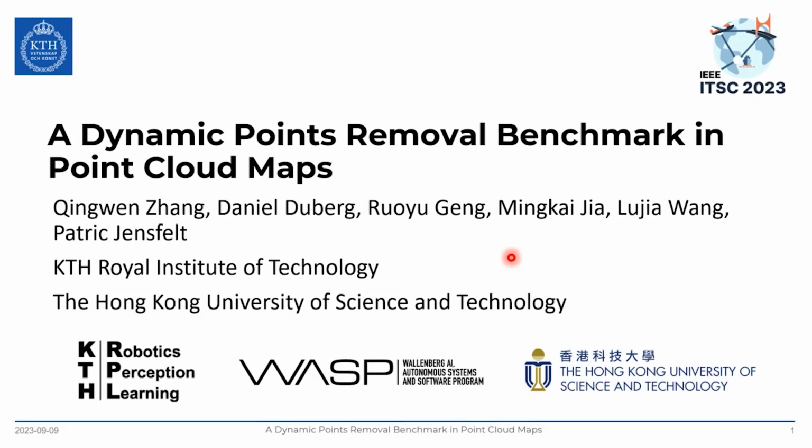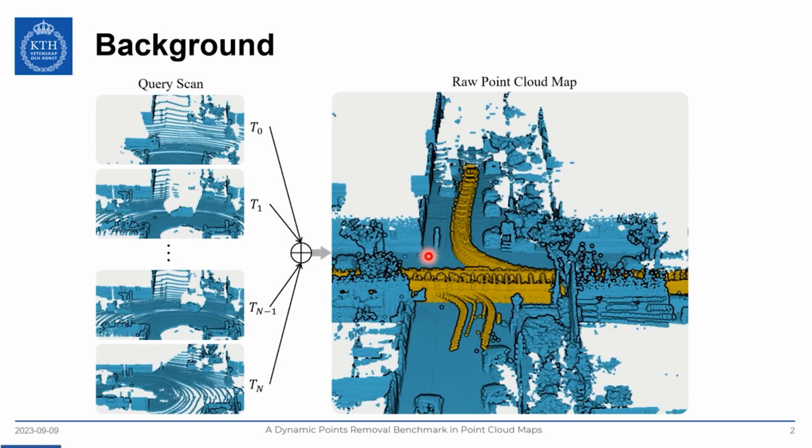Good afternoon. Today I will talk about our ITSC paper, a dynamic points removal benchmark in point cloud maps. Point clouds are widely used in robotics, given their effectiveness in facilitating key components such as localization and path planning. Current SLAM packages fuse the data from multiple sensors to obtain a corresponding pose and use this pose to integrate point cloud frames into a global map, as shown here.